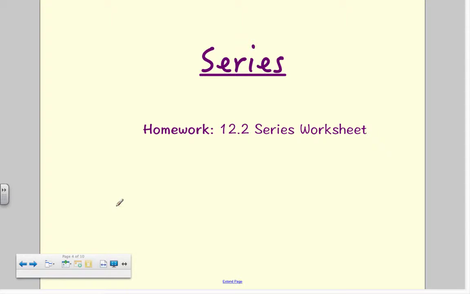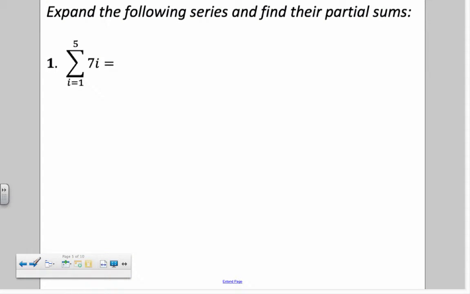Okay, so let's talk now about series. This is from your homework 2.2 series worksheet. Number 1 says expand the following series and their partial sums. So we need to know what a series is. A series is really just the sum of a sequence.